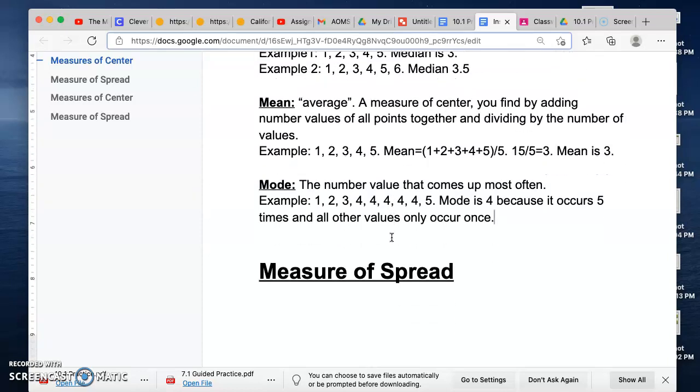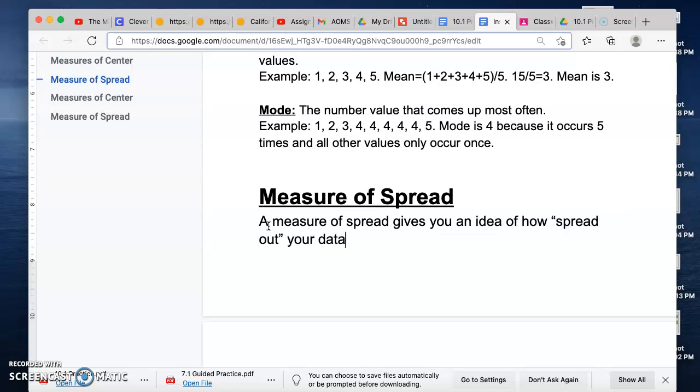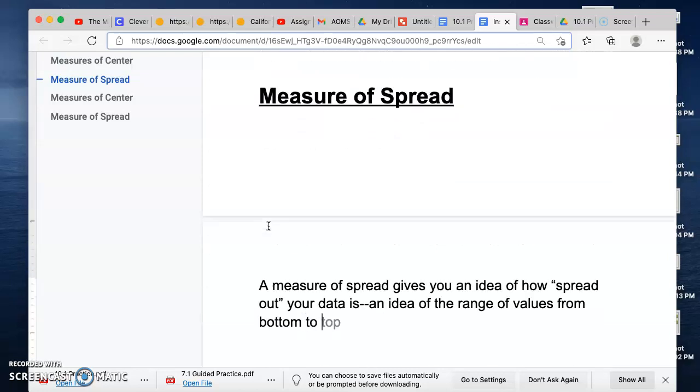Now let's talk about our only measure of spread. Measure of spread is fairly self-explanatory. A measure of spread gives you an idea of how spread out your data is. An idea of the range of values from bottom to top. Now we've only got one measure of spread that we're going to talk about today, and that is range.